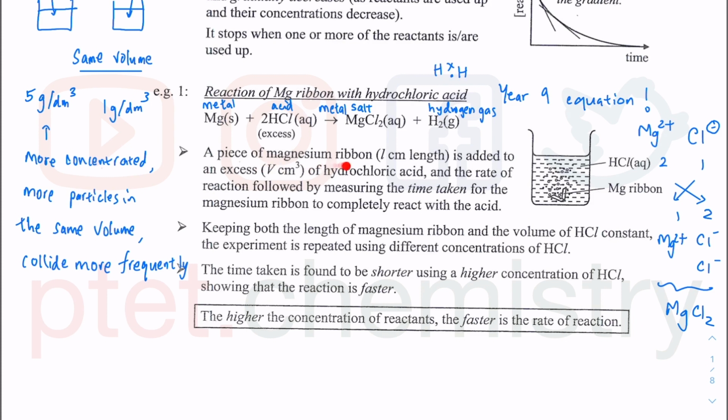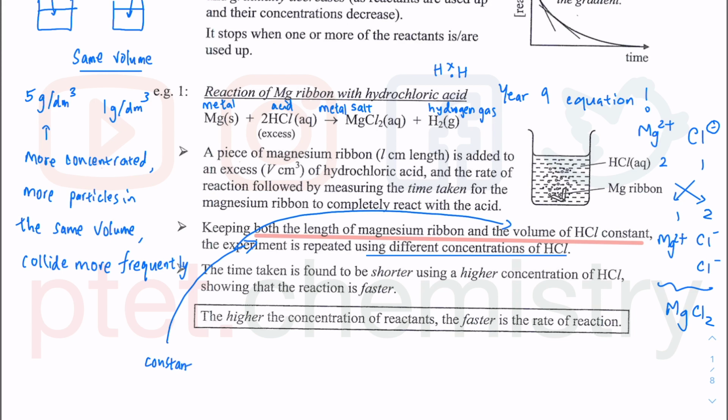So what we have here is magnesium ribbon, and then we add it to an excess of hydrochloric acid. But then if we keep both the length of magnesium and the volume of HCl constant, you simply change what? You change the concentration of HCl. I need to tell you something about this. The length of the magnesium ribbon as well as the volume of HCl remain constant.